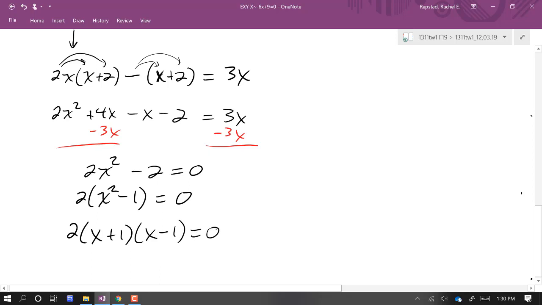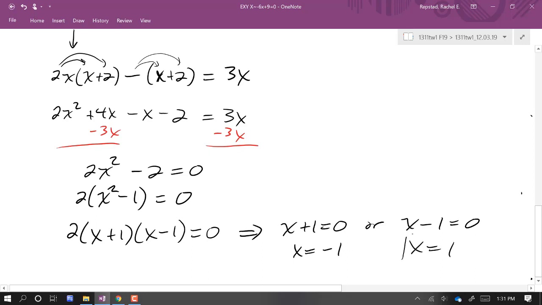So here's a product of 3 things that's equal to 0. And that will happen only when one of those 3 factors is 0. Now 2 is never 0, so I don't have to worry about that. But these other 2 factors can be 0. So x is -1, x is 1. Those are our 2 solutions.